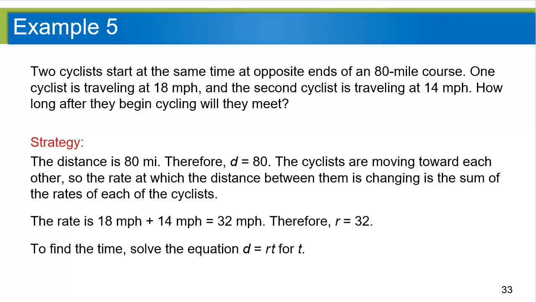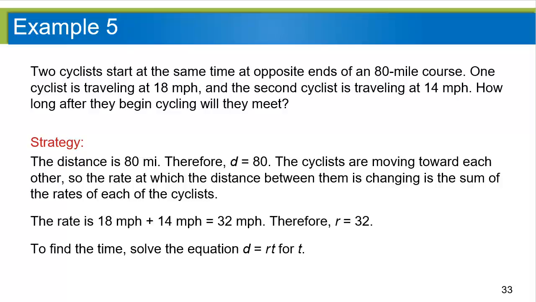Okay, let's put it all together and look at one example where we've got two cyclists who start at the same time at opposite ends of an 80-mile course. One cyclist is traveling at 18 miles per hour, the second is traveling at 14 miles per hour. How long after they begin cycling will they meet? Well, if they're at opposite ends, aren't they coming towards each other, right? And they start 80 miles apart. So let's start the stopwatch.